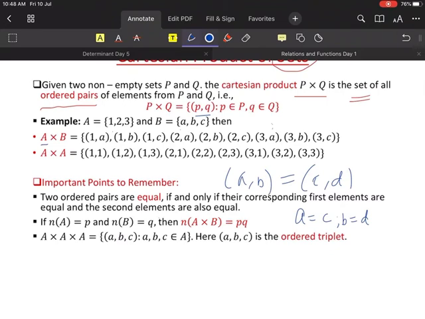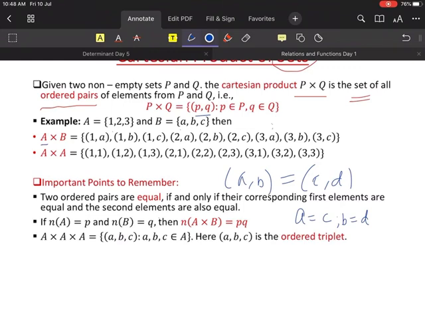Acha, n(A) means what? Number of elements of the set A, right? Understood? Can anybody tell me what n(A) is in here? n(A) is 3 in here, right?